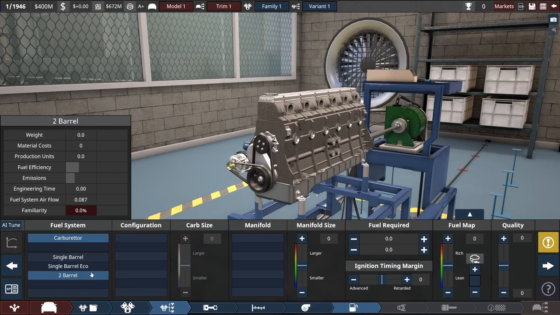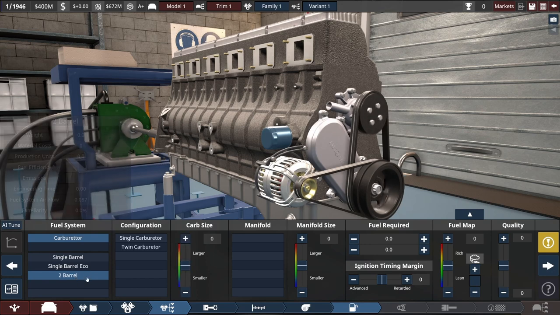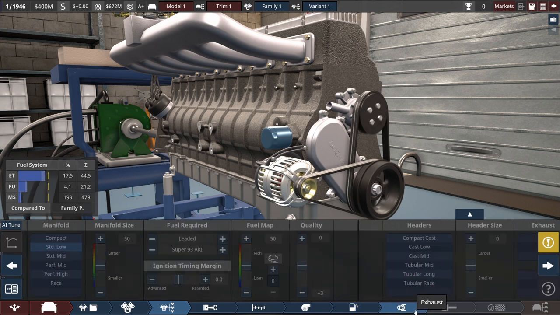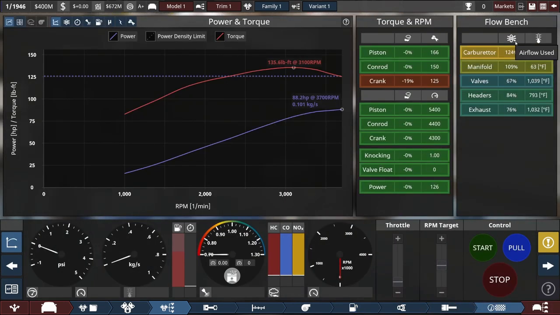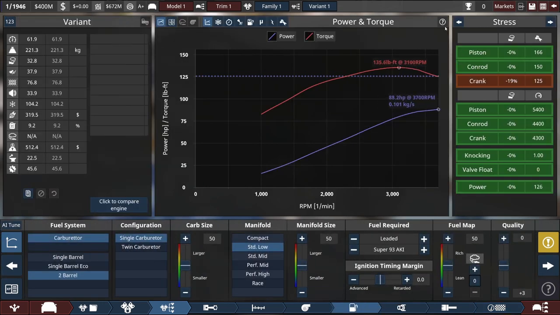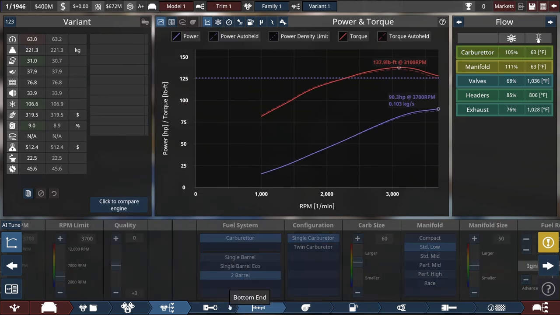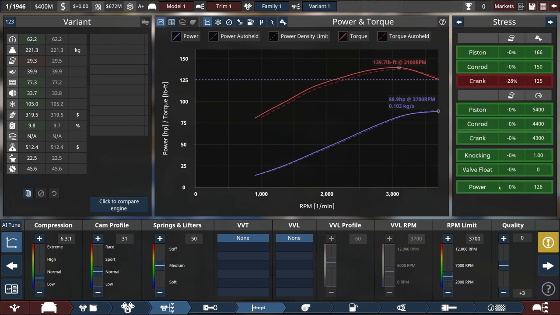I have more of that starting tech pool. Start with Gazmia, two barrel carburetors unlocked. Let's see, optimize our flow a little bit. Bring cams down. How are we doing on stress? How high can we rev?